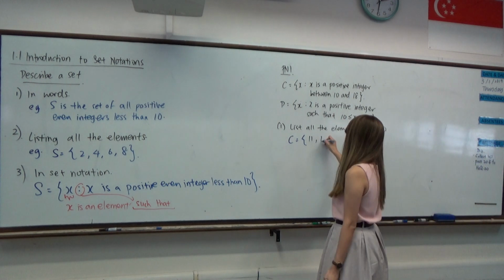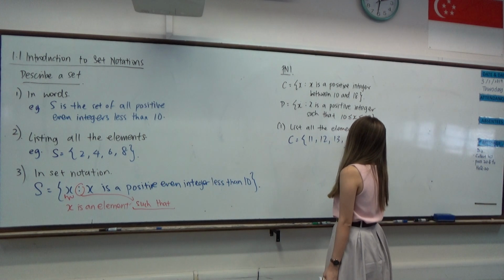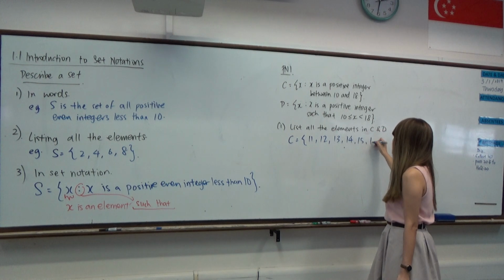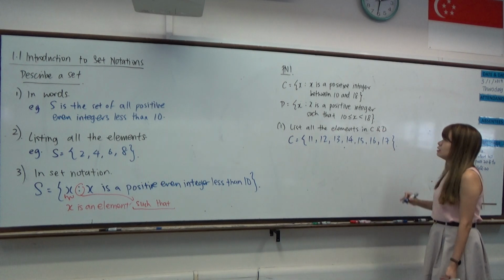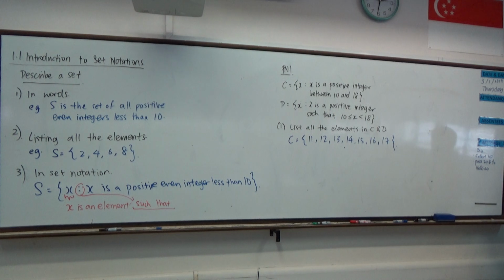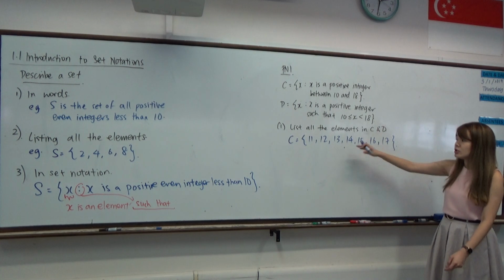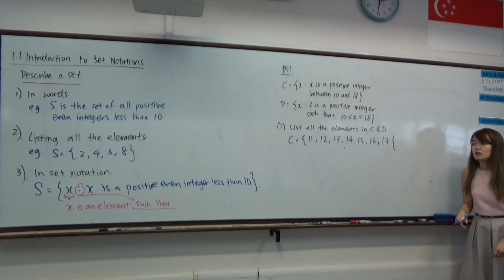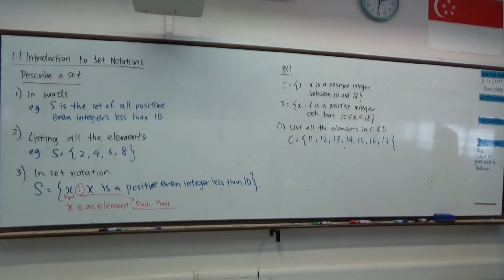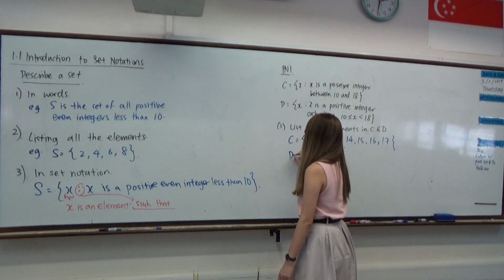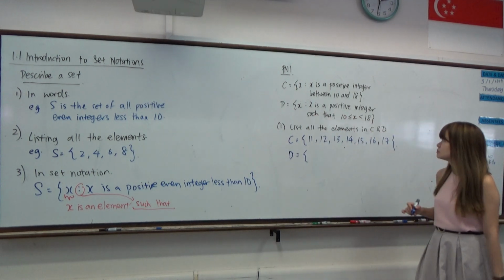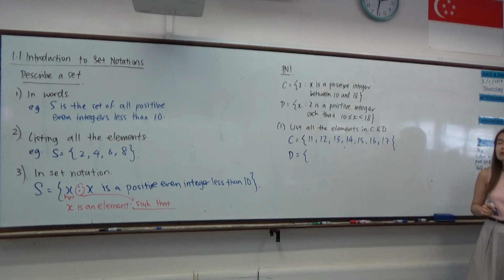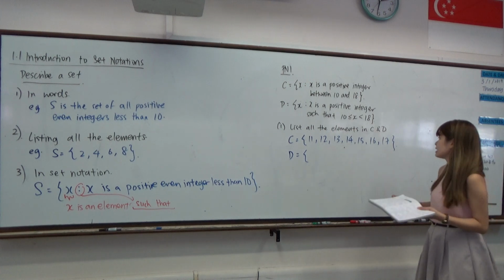11, 12, 14, all the way to 17. Please do not put dots. Try to list them out. Of course, in exams we will not ask you to list out from 1 to 100. What about D? It will be 10 to 17.